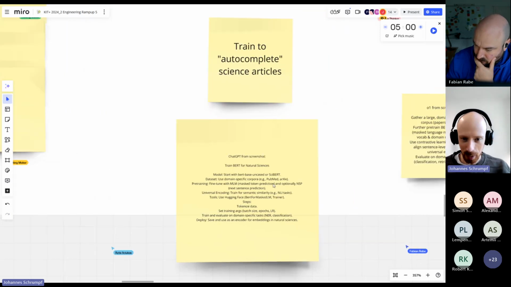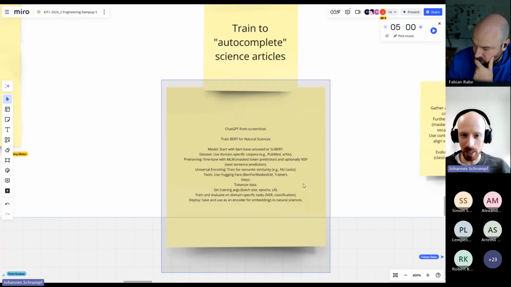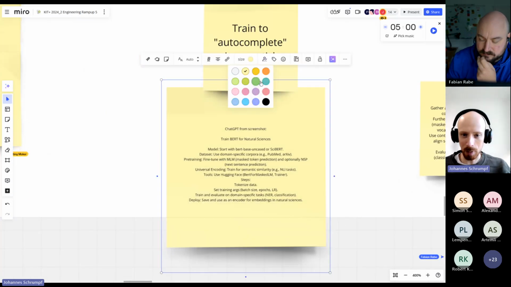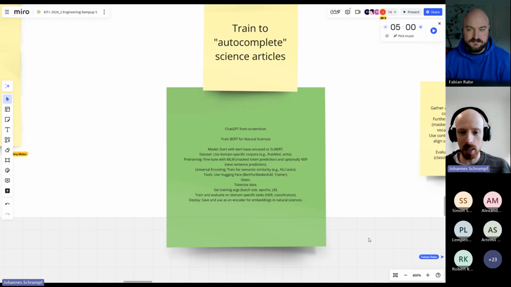Where it says here in the first ChatGPT answer, the green one, it says start with SciBERT. Well, we are not starting with SciBERT. Use a domain-specific data set. We already have one of those. And do masked token prediction and next sentence prediction. This is the pre-training that we are supposed to do.